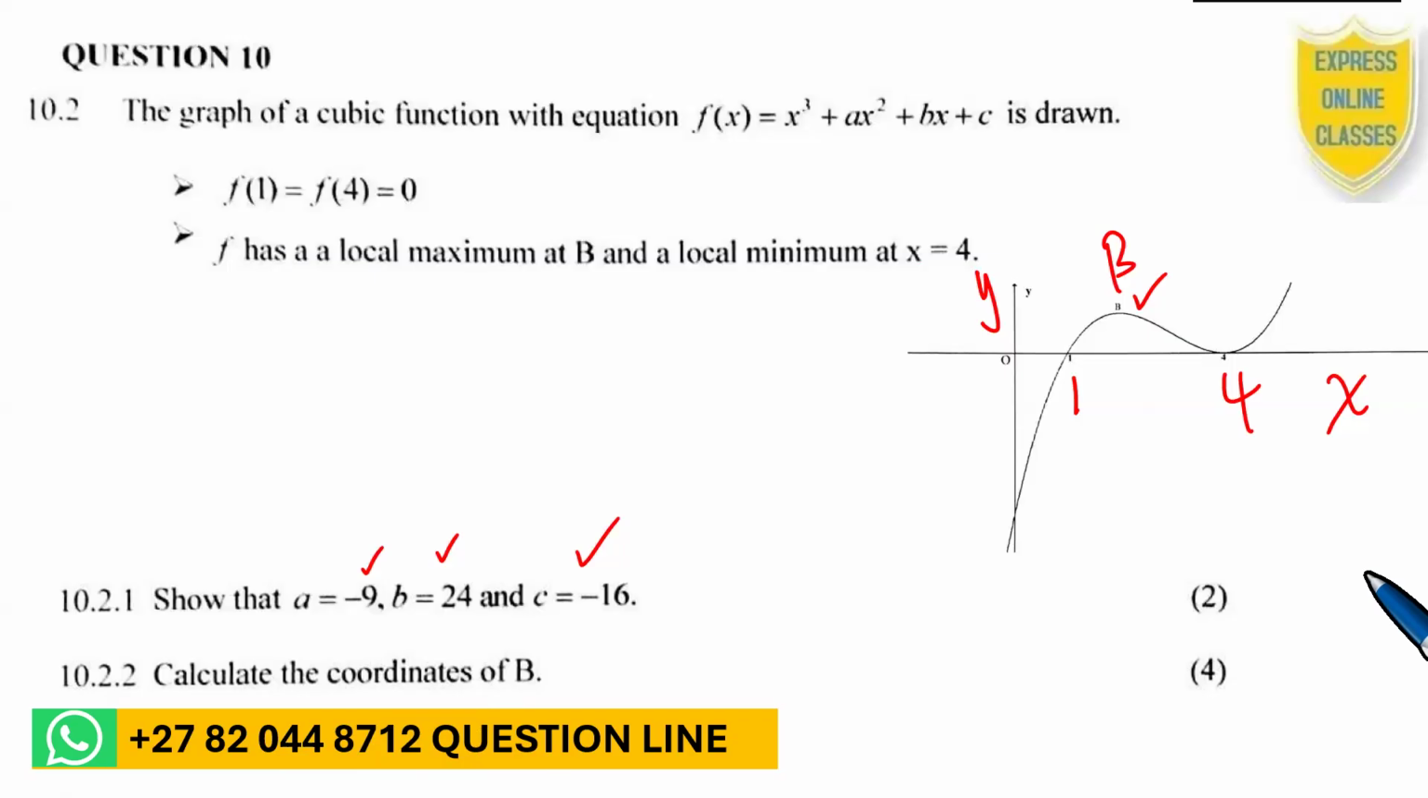So this is what we do. So let's try the next question, please.